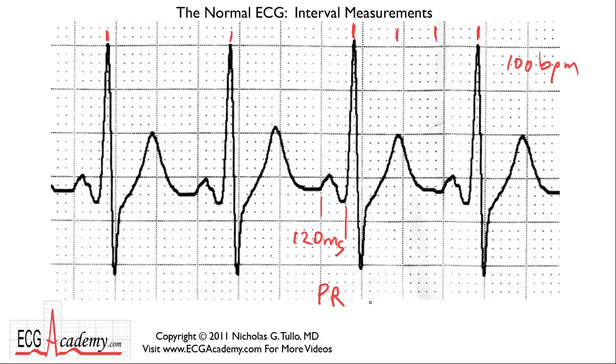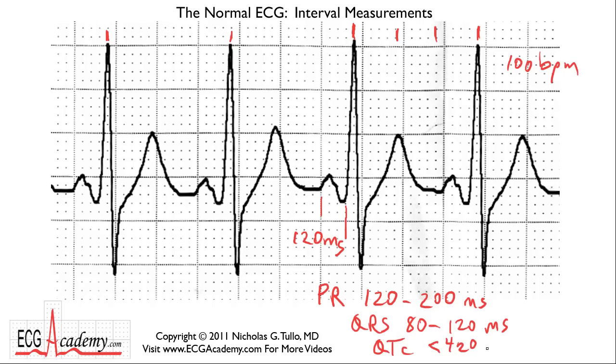So the normal PR interval is 120 to 200 milliseconds. The normal QRS should be anywhere from 80 to about 120 milliseconds. And the normal QT interval, well, there isn't one, but the QTc should be less than 420 in men and 440 in women, okay? So 120 fits into the normal range, but keep in mind this is a young patient. The heart's going fast, so their AV conduction kind of gets enhanced that way.